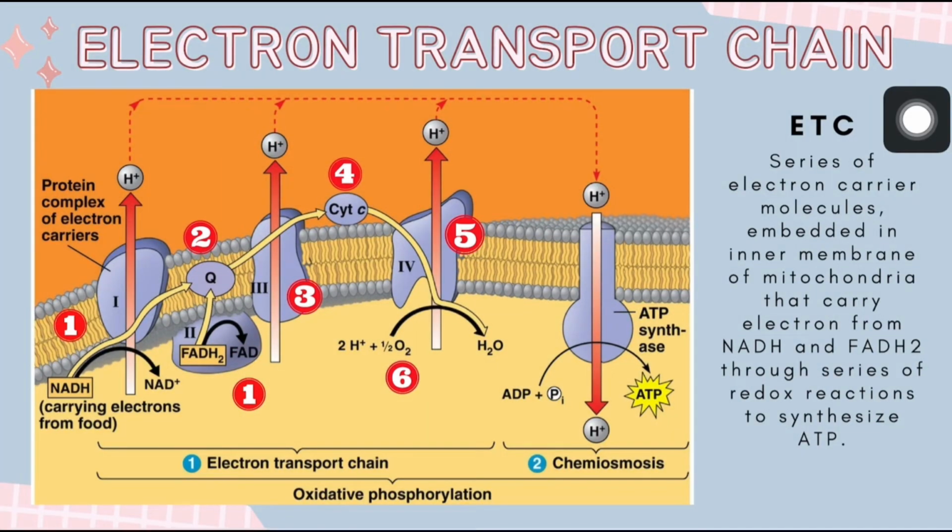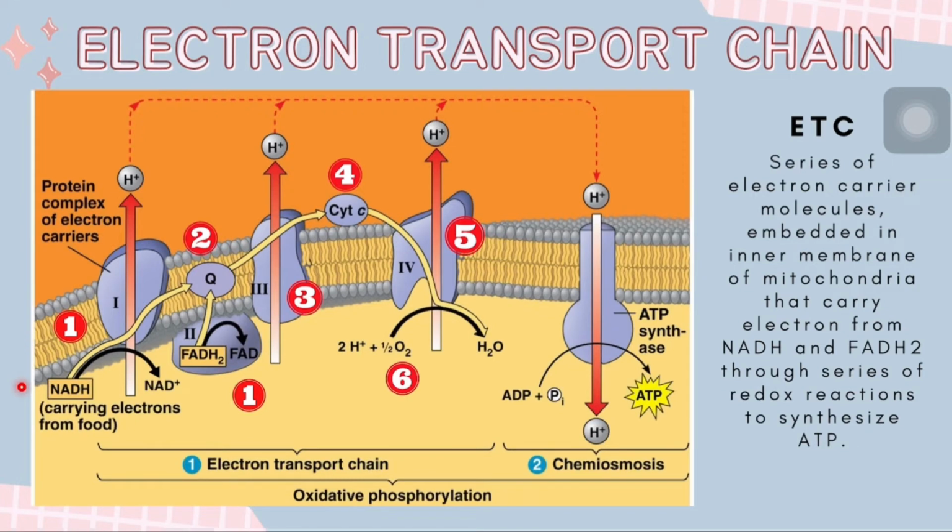Okay, next, electron transport chain is a series of electron carrier molecules embedded in inner membrane of mitochondria that carry electron from NADH and FADH2 through series of redox reaction to synthesize ATP. So this is a structure of electron transport chain. There are 6 steps in ETC.